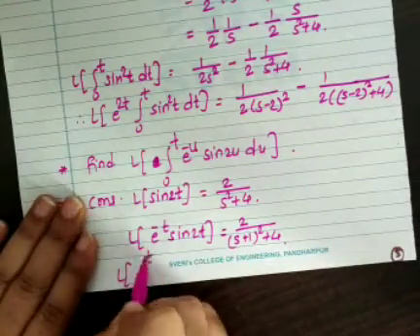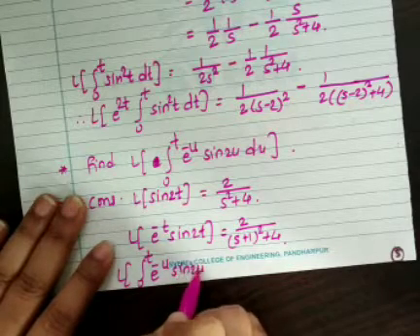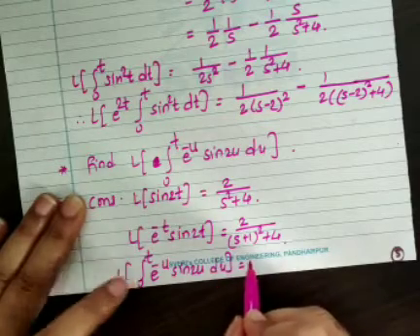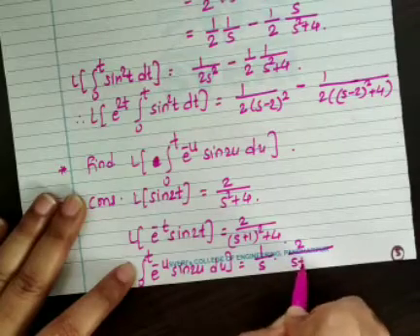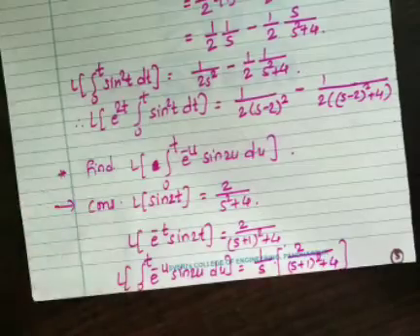So integration 0 to t, we can change the variable inside the integration. So e raised to minus u sine 2u du will be, since it is integration, simply divide by s the given F of s. Done. This is your answer.